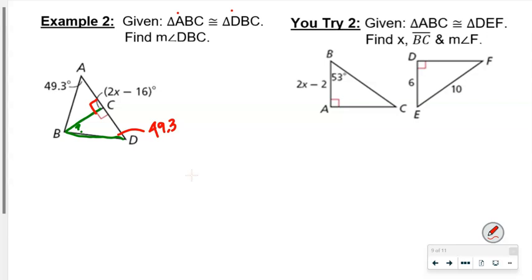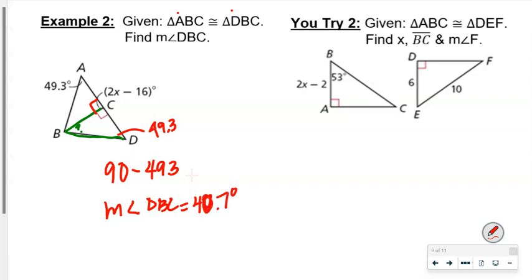So to find the angle in question, can't we just do 90 minus the 49.3? We can. And so, what did I get? 90 minus 49.3 is 40.7. So the measure of angle DBC was equal to 40.7 degrees, okay?